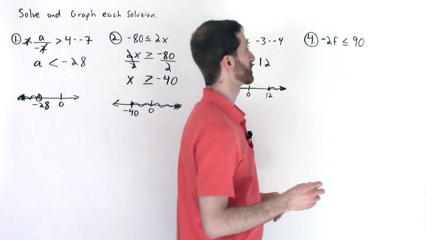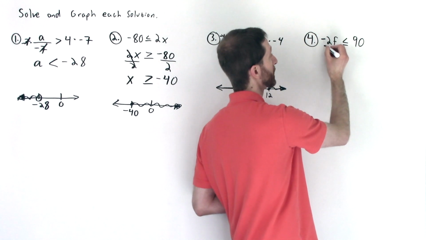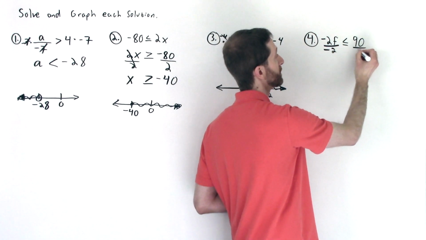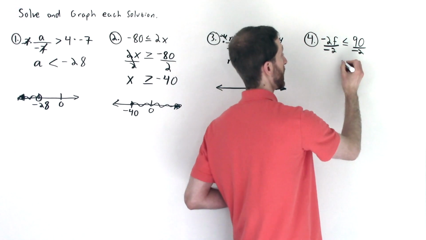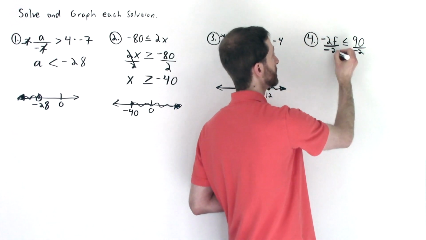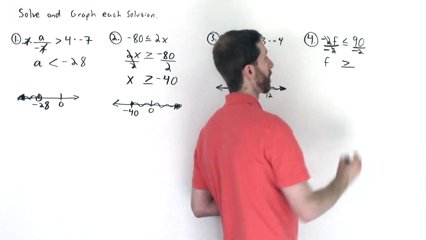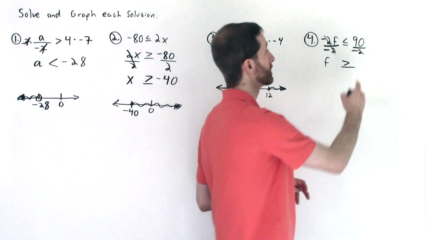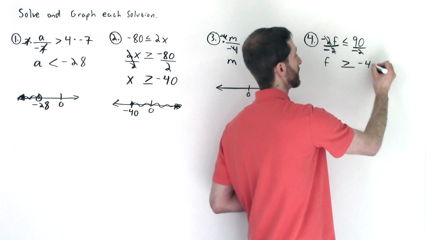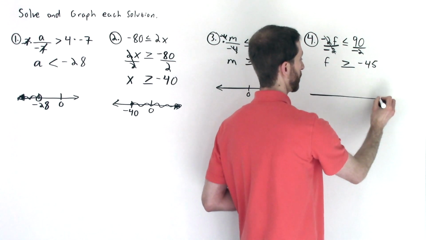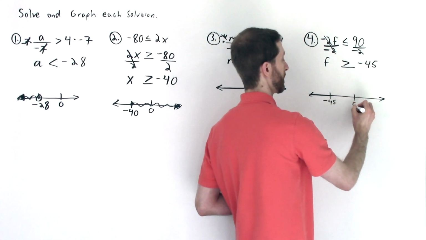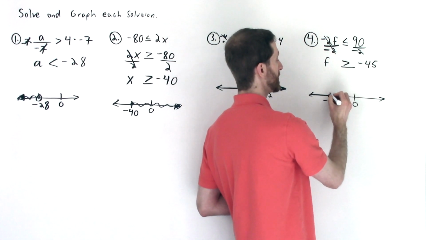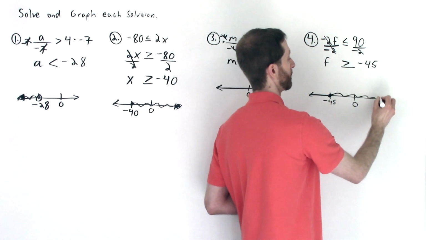So now how do we do this one out? We undo multiplication by dividing by negative 2. You've divided by a negative here. So we are going to switch the signs. And negative 2 divided by negative 2 cancels to 1. So we're left with f is greater than or equal to 90 divided by negative 2, which is negative 45. And we'll graph that one out. So we got negative 45 here. I'll put a 0 there. We have all numbers equal to negative 45 or more.